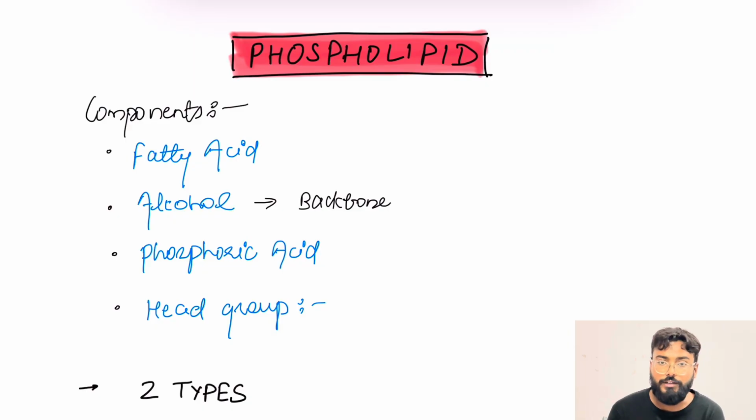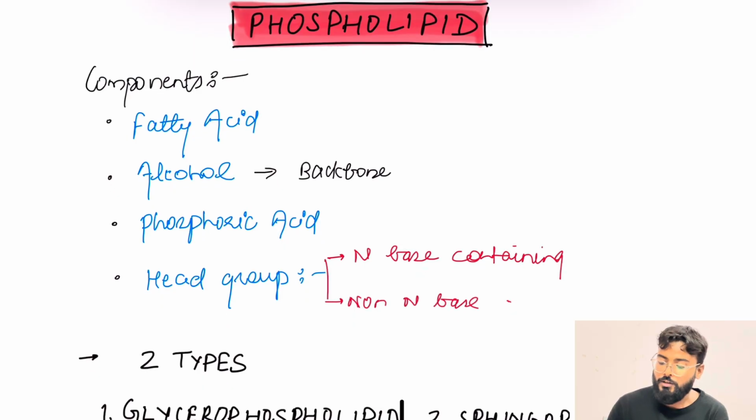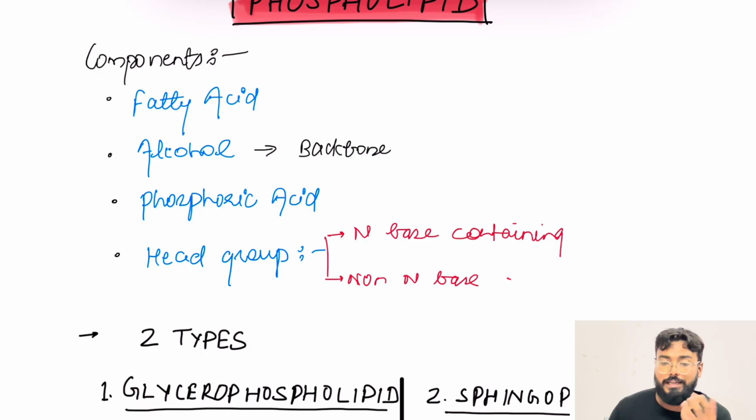This head group is in turn going to attach to this phosphate group. The head group can be of two types: one is nitrogen base containing, and another one is non-nitrogen base containing. So one base where there will be nitrogen and another one where there will be no nitrogen. These two kinds of head groups attach on the phosphate group, which in turn attaches on this alcohol backbone.